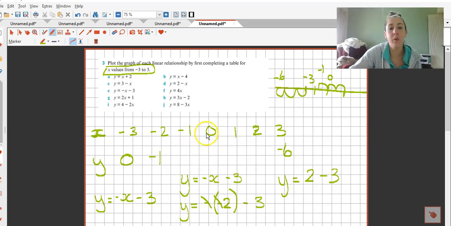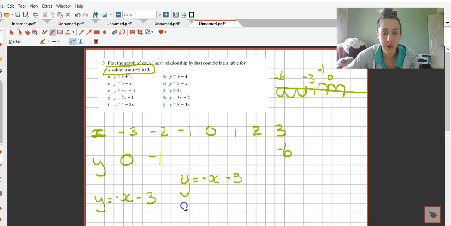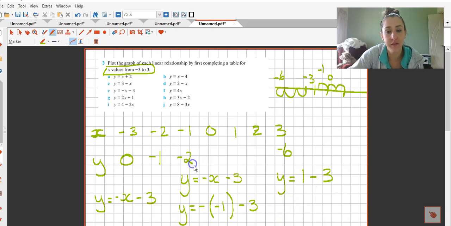All right, one more negative. We've got this negative 1 here. Let's work with that. Alrighty. So y is equal to negative 1, take 3. Remember, negative and negative. So y is equal to 1, take 3. So 1 take 3 is negative 2.